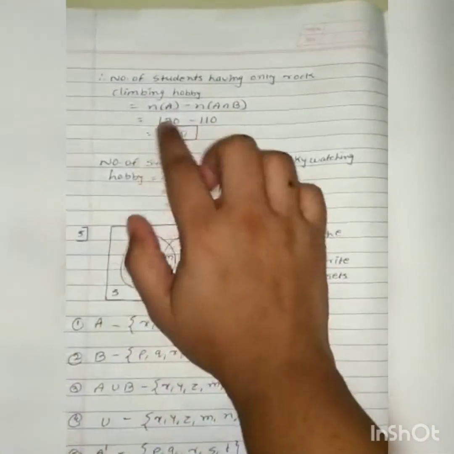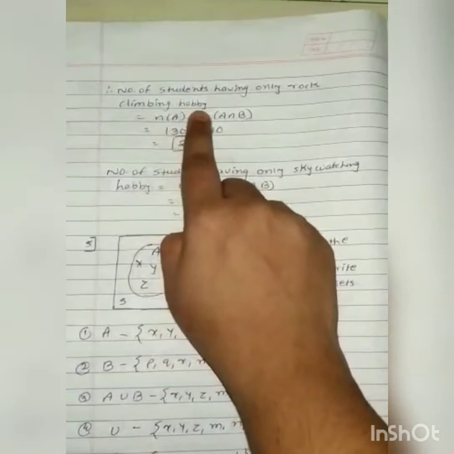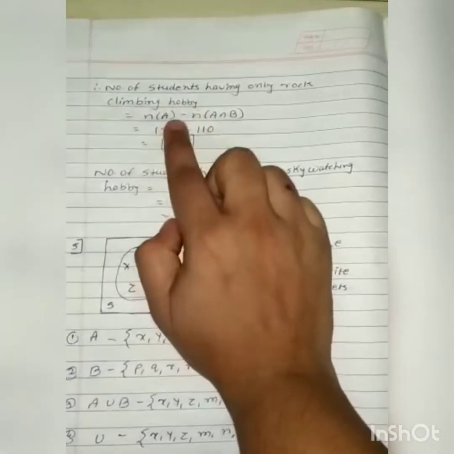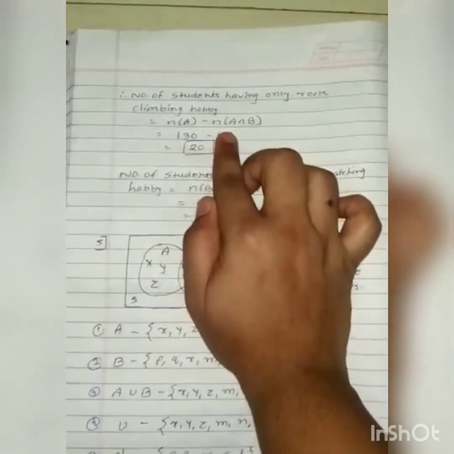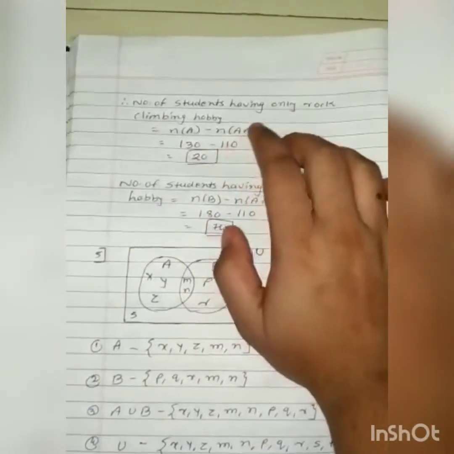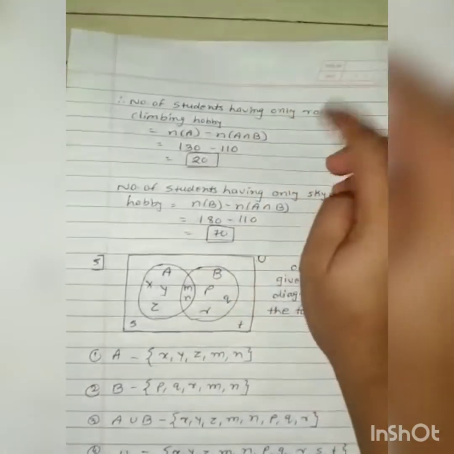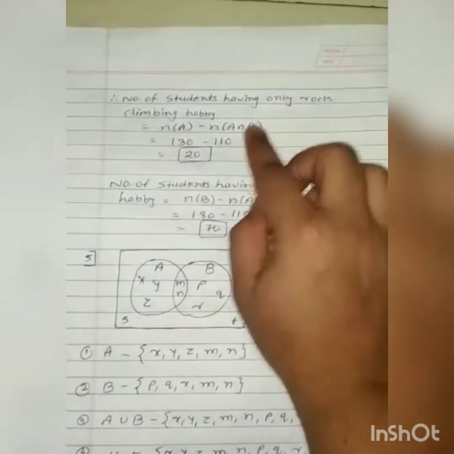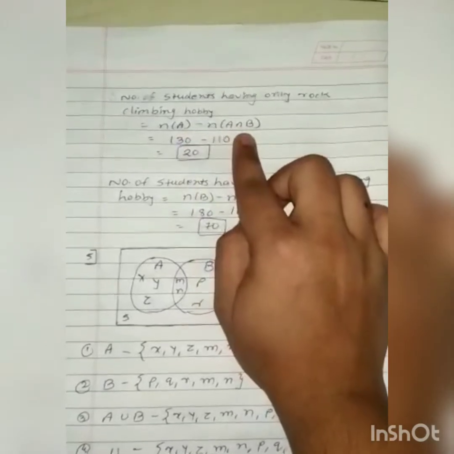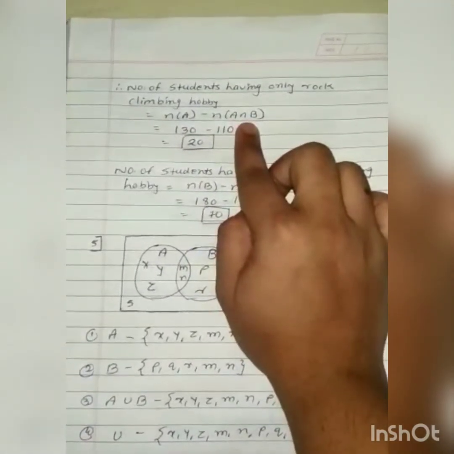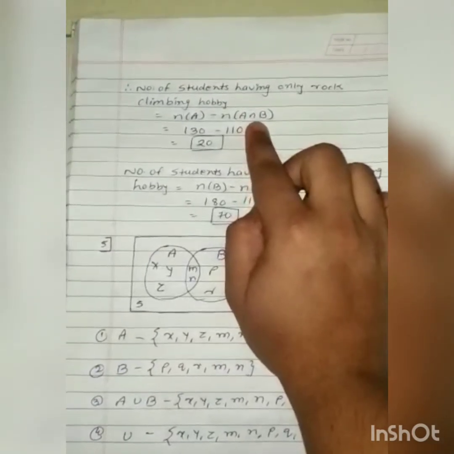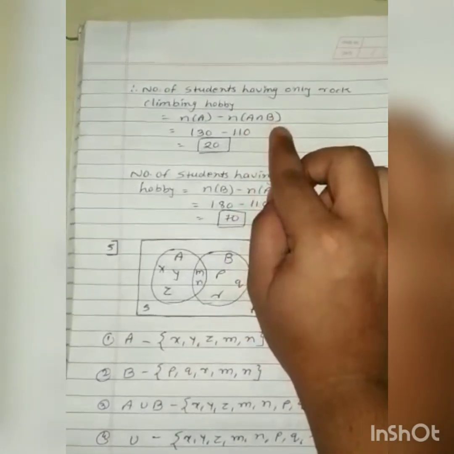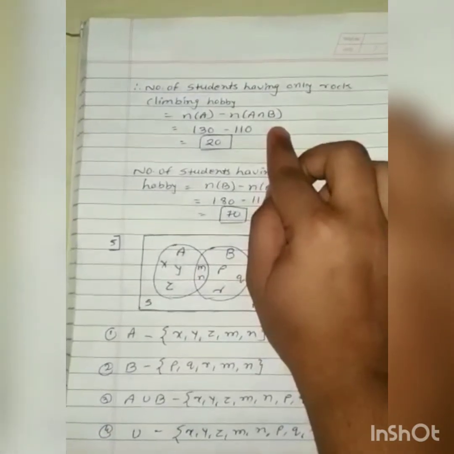So see, first the number of students having only climbing hobby. So for climbing hobby our set is number of A, but here in intersection all the students are there whose hobby is sky watching and rock climbing, so they are common. So from number of A we have to subtract this number of A intersection B. So we found out the exact amount of students whose only hobby is rock climbing.